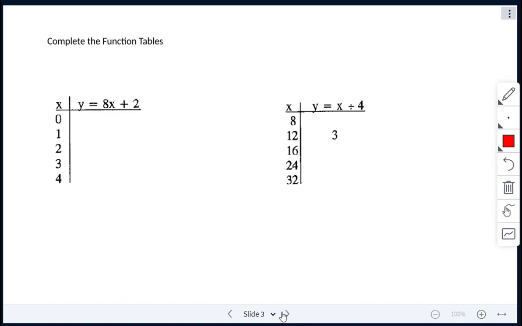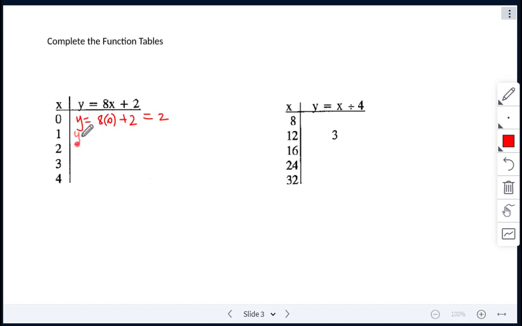All right, let's do this one for practice. So we're going to complete the function tables. So our next equation is 8x plus 2. So follow along while we do this. So for our first value here, remember, when we're substituting, use brackets here because 8x means 8 times x. So that becomes 8 times 0 plus 2. 8 times 0 is 0. 0 plus 2 is 2.